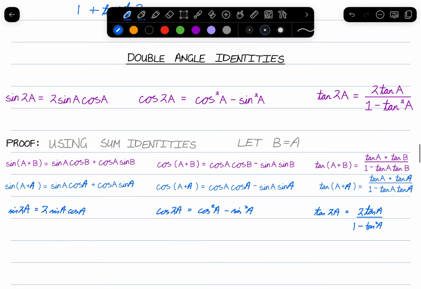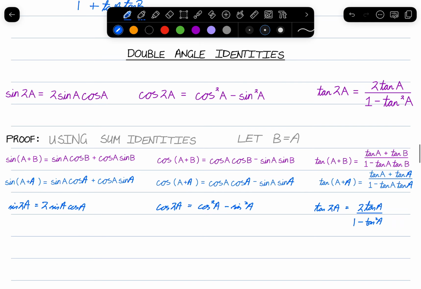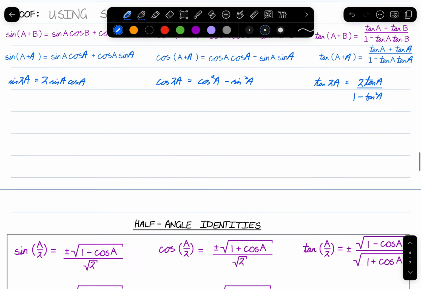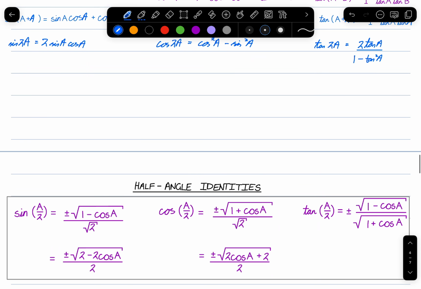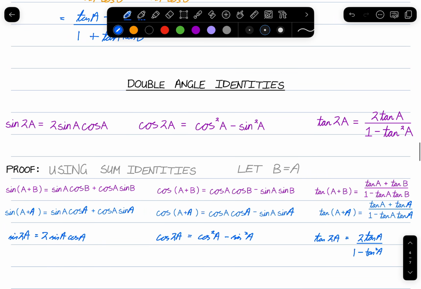As you saw, very straightforward for this one. You'll see now that once we have the double angle identities, we're going to prove the half angle identities right after this. Okay, so I hope to see you then, and best of luck.